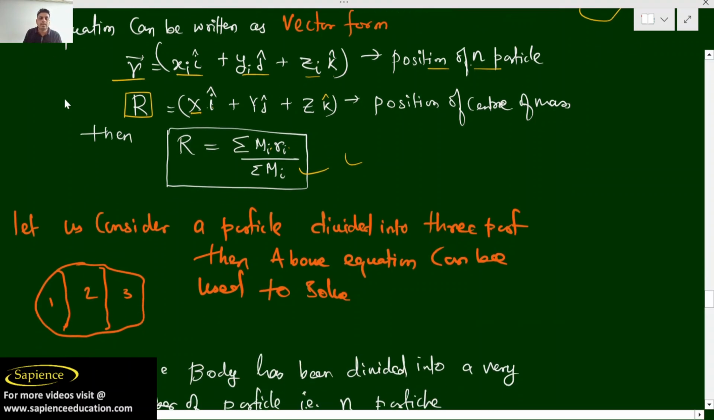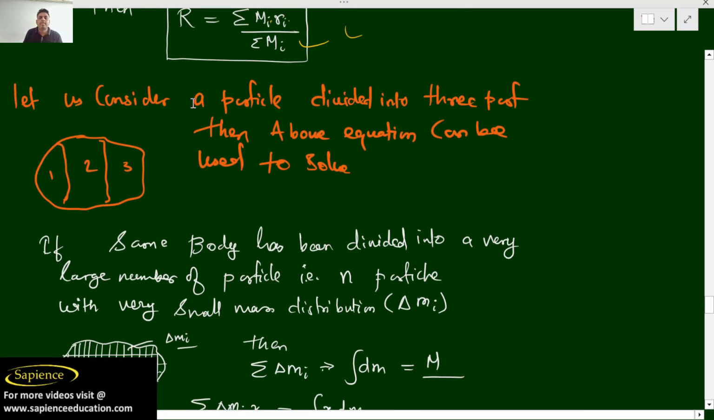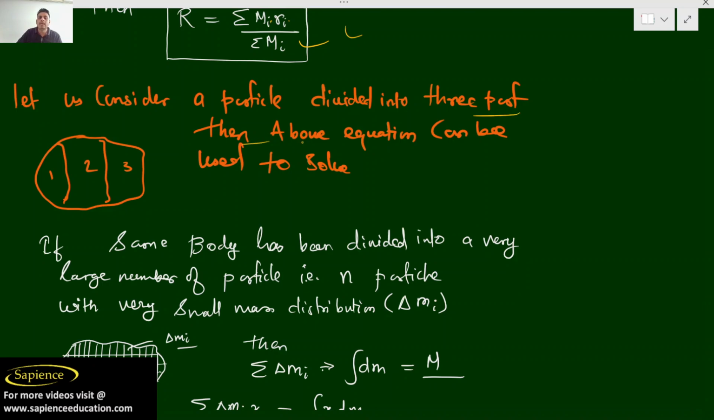Now let us consider a body divided into three parts. Then the above equation can be used to solve this. Definitely, a body can be divided into three parts. So (m1 y1 + m2 y2 + m3 y3) divided by the summation of m, or (m1 x1 + m2 x2 + m3 x3). And in the case of the z axis, we can use the same thing.